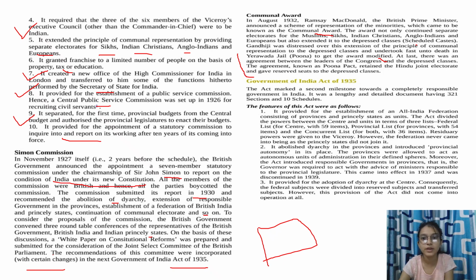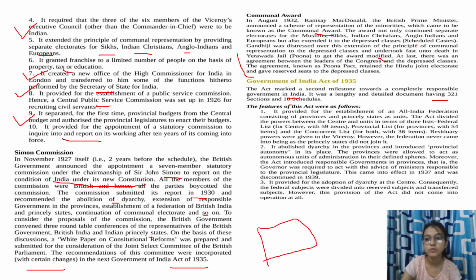Then we have the Government of India Act of 1935. The act marks the second milestone towards a completely responsible government in India. So it is known as the second milestone. It was a lengthy and detailed document having 321 sections and 10 schedules. So this is the lengthiest among all the charters and acts. The features of this act were as follows.